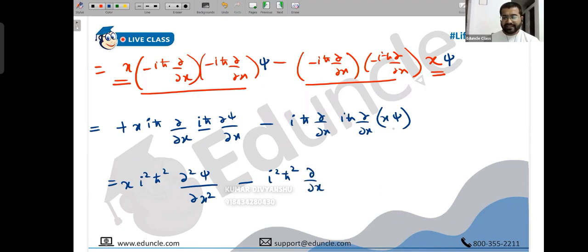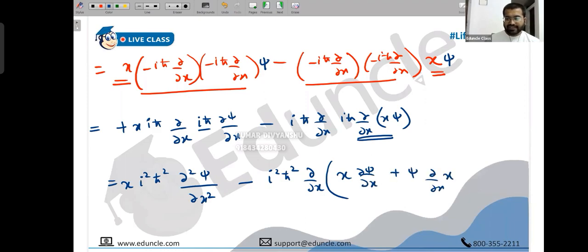Let's calculate individually. So dou by dou x, let's calculate x psi. What is x psi? Derivative of this: first constant, derivative of second; second constant, derivative of first. X constant, derivative of psi, plus psi constant, derivative of x, which is 1. I'm writing 1 directly. Patiently copy this. Must understand and write once again. Don't hesitate. Don't rush. Tell me if you have any questions anywhere.